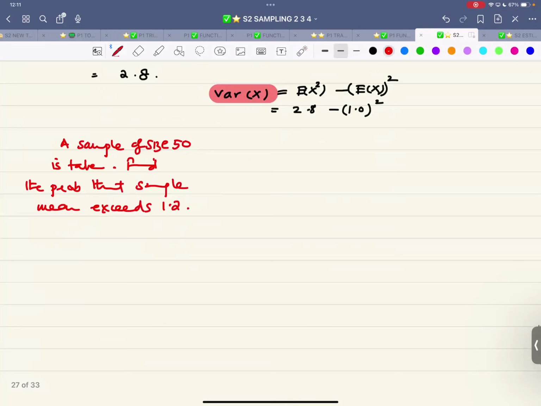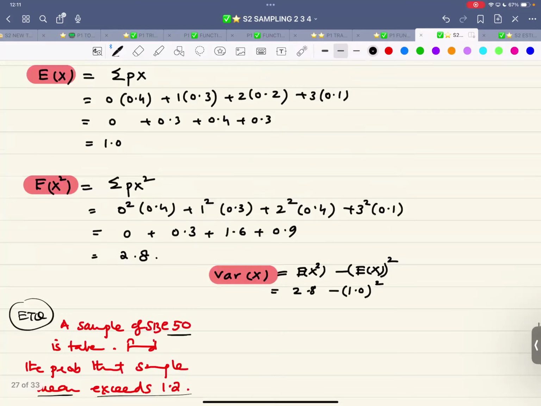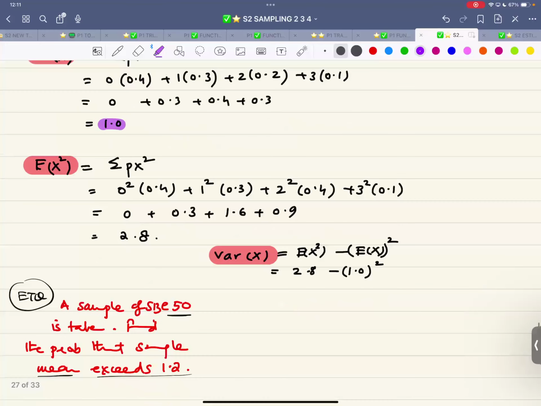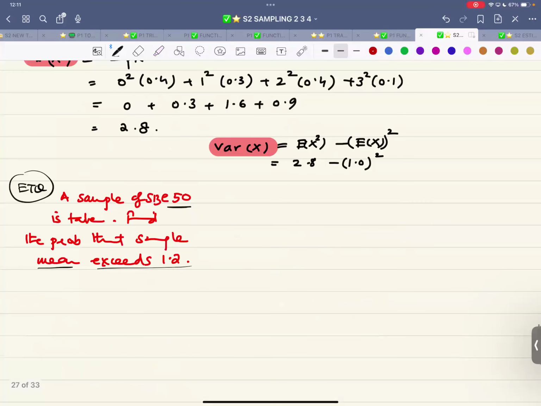Now, an exam type question could be like this. A sample of size 50 is taken from this distribution, find the probability the sample mean exceeds 1.2. Now, we are just interested in the mean, which is right over here. So we are interested in this mean, and in this variance, which comes out to be 1.8. So these are the two things that we are interested in.